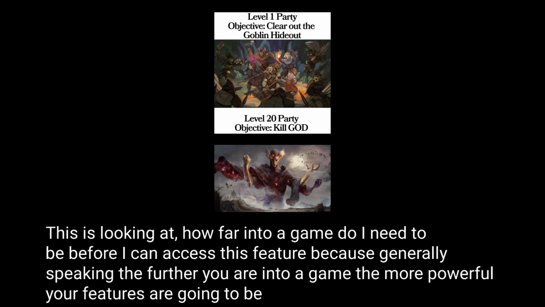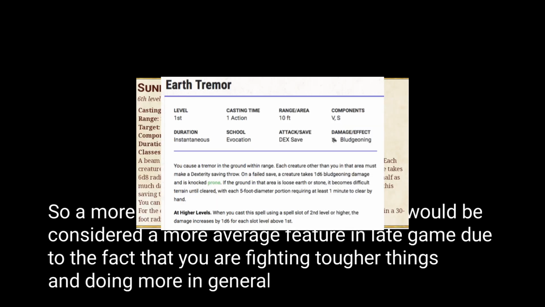One example of a soft gateway could be level of access to a feature. This is looking at how far into a game do I need to be before I can access this feature, because generally speaking, the further you are into a game, the more powerful your features are going to be. So, a more powerful feature in early game would be considered an average feature in late game due to the fact that you are fighting tougher things and could be doing more in general.